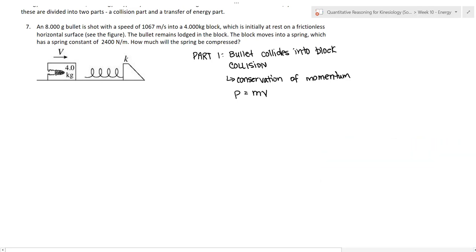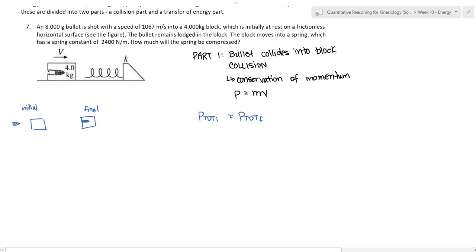Okay, so let's go ahead with part 1. So we have the total momentum initially, meaning before the bullet collides with the block, equals the total momentum final, which means after the two collide. So this is what it looks like. Initially, you have a bullet and you have a block. This is initial. And then final, the bullet has collided into the block. So here's the bullet inside the block.